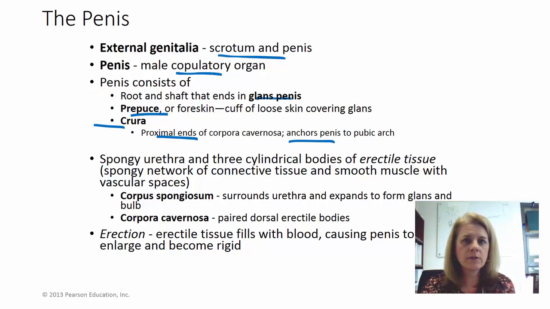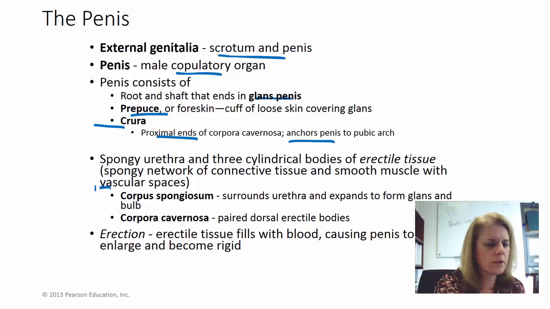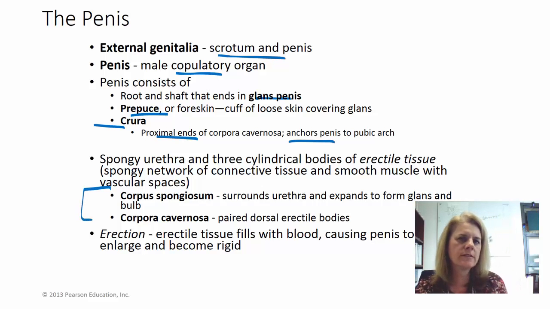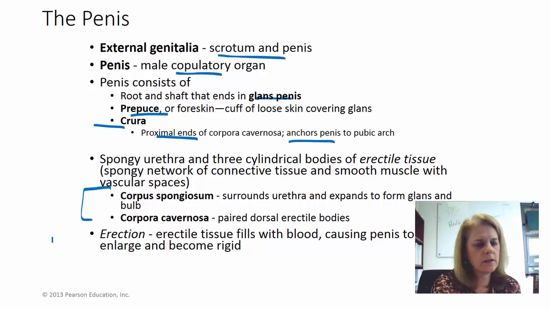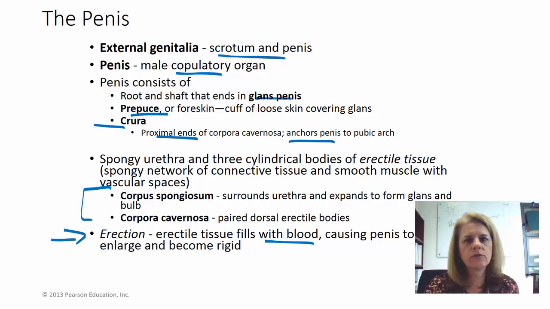You have some erectile tissues. You have what are called the corpus spongiosum and corpus cavernosum. And so when I say erectile, what that means is that during an erection the tissues are going to fill with blood, which allows the penis to become erect and stiff and rigid. So there's basically two erectile tissues that fill with blood.